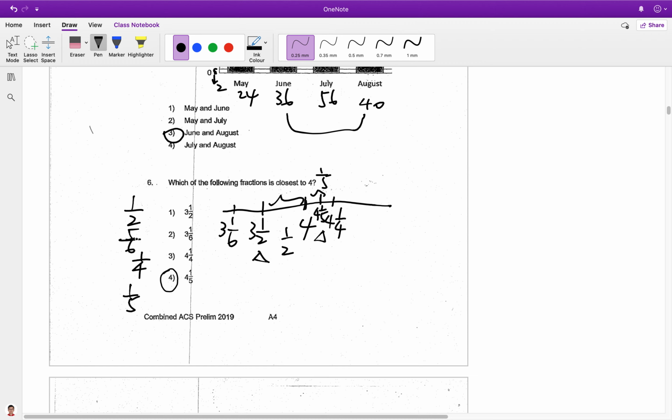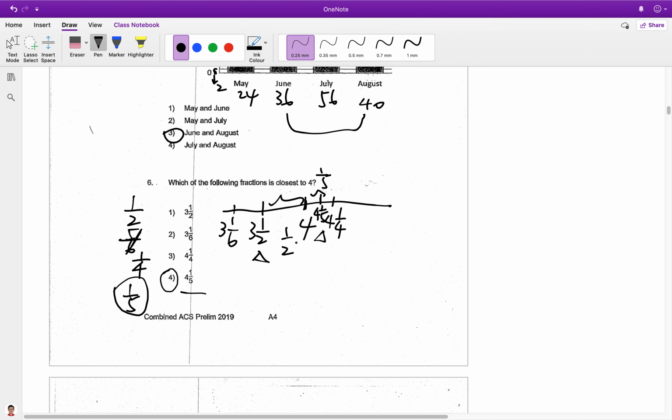This one is close to 1, definitely it's very big. And we know that for the same numerators, if the denominator is smaller, then the number is larger. So we see that this denominator is the largest, so this number will be the smallest. So this one is closest to 4.